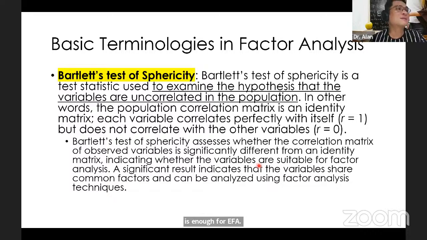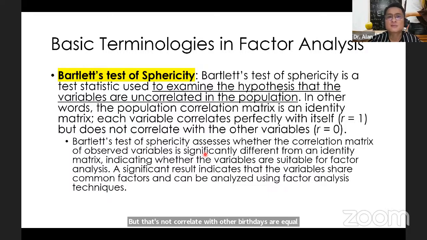Next one, the Bartlett test of sphericity. Bartlett test of sphericity is a very important test statistic also. We use this one to examine the hypothesis that the variables are uncorrelated in the population. In other words, to help you understand easily, the population correlation matrix is an identity matrix. Each variable correlates perfectly with itself, with the correlation coefficient R equal to 1, but does not correlate with other variables, that is R equals 0.